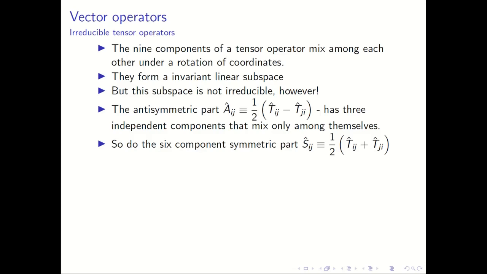Again, this has nothing to do with quantum mechanics and operators. This is a basic property of Cartesian tensors. The antisymmetric part of a second rank tensor stays antisymmetric under rotations, so they are just linear combinations of themselves. The symmetric part stays symmetric, so that's a linear combination of the symmetric components only.